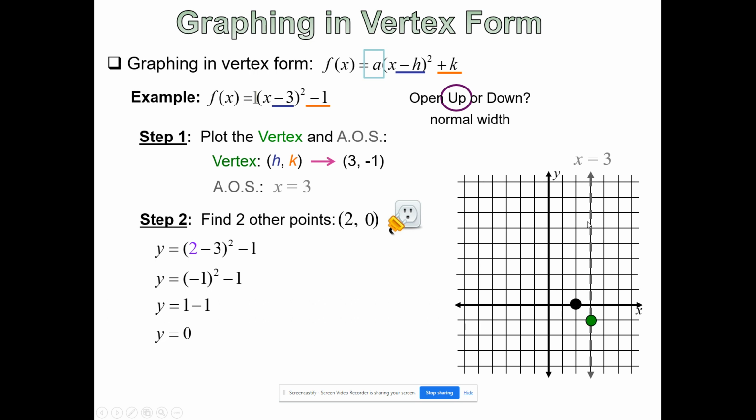Now remember, this AOS, this invisible line, acts as a mirror. So if I have a point 1 unit away on this side, I will also have another point 1 unit away on that side.